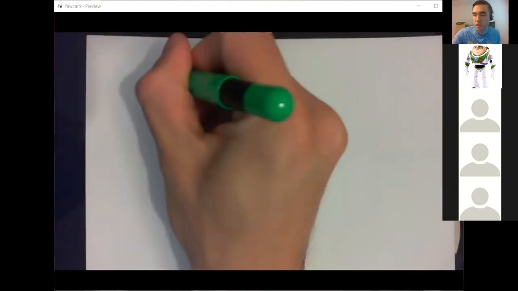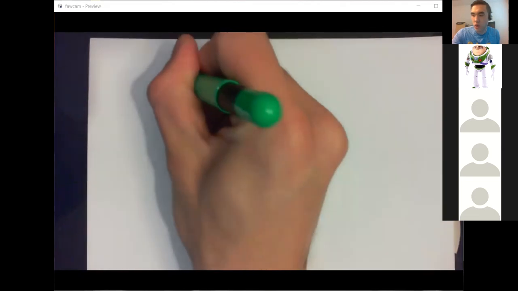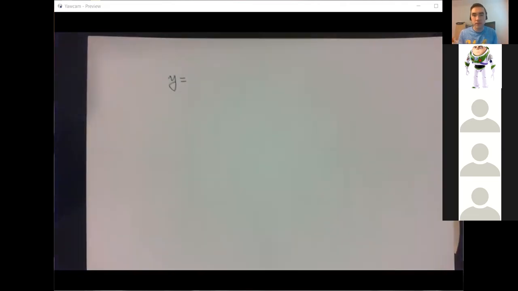Mr. Robinson? Yep. Can you go over completing the square again? Gladly. Please give a quadratic. It doesn't matter what quadratic. Just give me anything of the form y is equal to ax squared plus bx plus c. Can I give one from the homework? Yeah. All right.